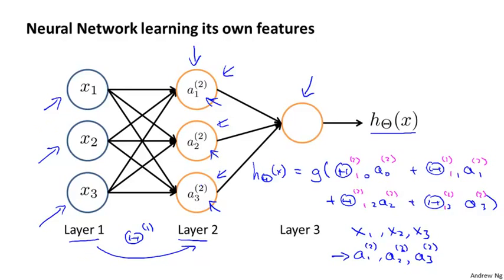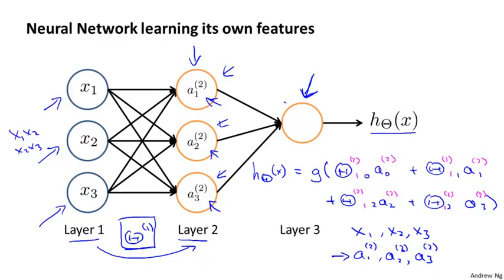And as you can imagine, depending on what parameters it chooses for theta 1, you can learn some pretty interesting and complex features, and therefore you can end up with a better hypothesis than if you were constrained to use the raw features x1, x2, x3, or if you were constrained to, say, choose the polynomial terms, x1 x2, x2 x3, and so on. But instead, this algorithm has the flexibility to try to learn whatever features it wants, using these a1, a2, a3 to feed into this last unit that's essentially a logistic regression unit.